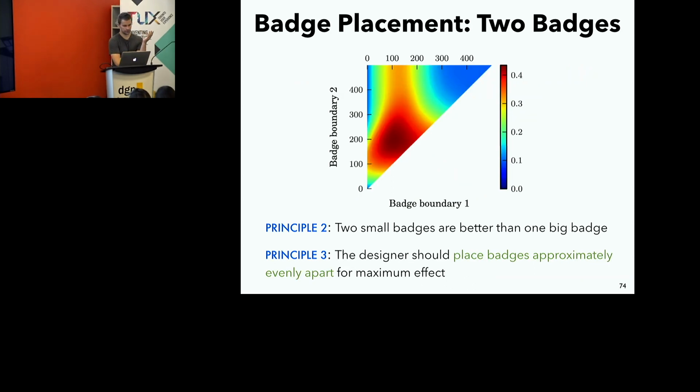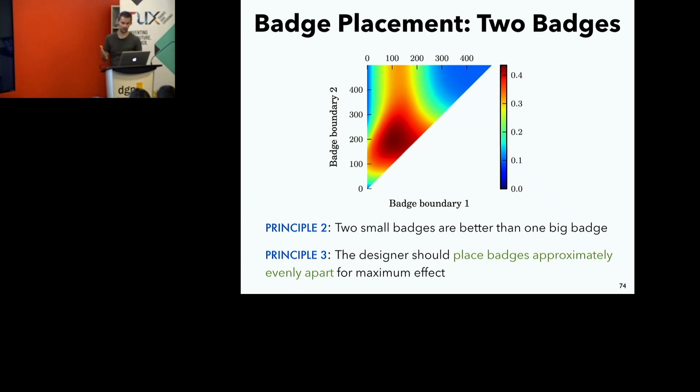Okay, what if I have two badges? And here I want to incentivize, again, actions on a single dimension. This is kind of cool actually. So I have two badges now and I can choose the badge placement for the first one and the second one. Where should I put them in concert with each other such that the combination of these two badges has the greatest effect? The color now is the yield, the fraction of actions that are on that dimension that I want to maximize. And the x-axis is where I put the first badge, and the y-axis is where I put the second badge.